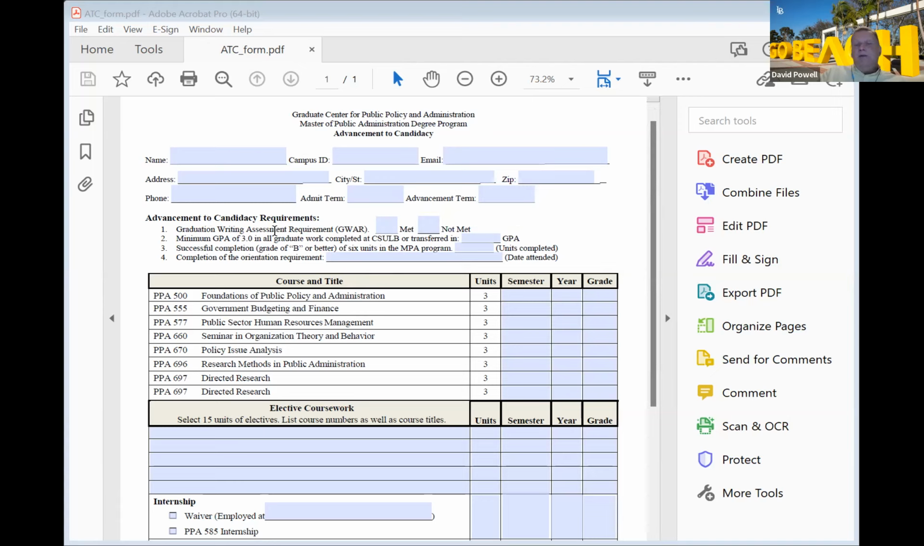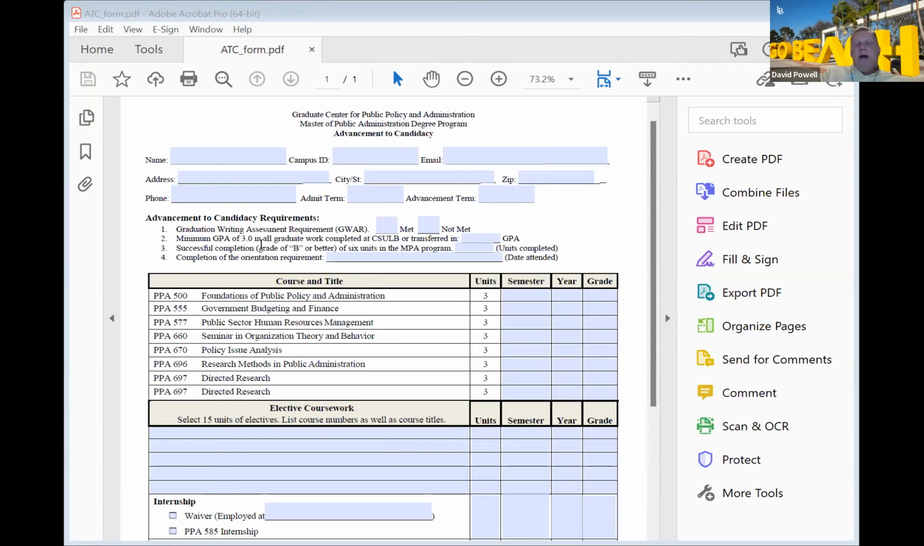There are some requirements for advancing in candidacy. One, you have to satisfy the graduate writing assessment requirement, or the GWAR. The GWAR has been suspended by the university, so you can just check met there, because everyone will have met the GWAR because it has been suspended by the university.